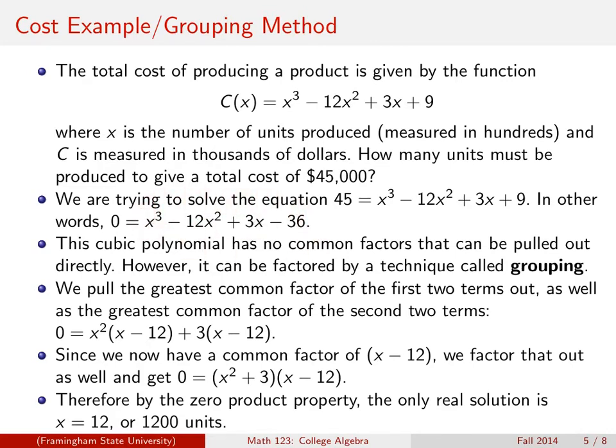But here's the interesting thing. We can pull a greatest common factor from the first 2 terms, as well as a greatest common factor from the second 2 terms. So notice how we're kind of grouping these 2 together and looking for a GCF, and grouping these 2 together and looking for a GCF. And here's what's lovely. The first 2 terms share an x squared in common. The second 2 terms share a 3 in common. And then notice both x squared is a factor of x minus 12, and 3 is a factor of x minus 12.